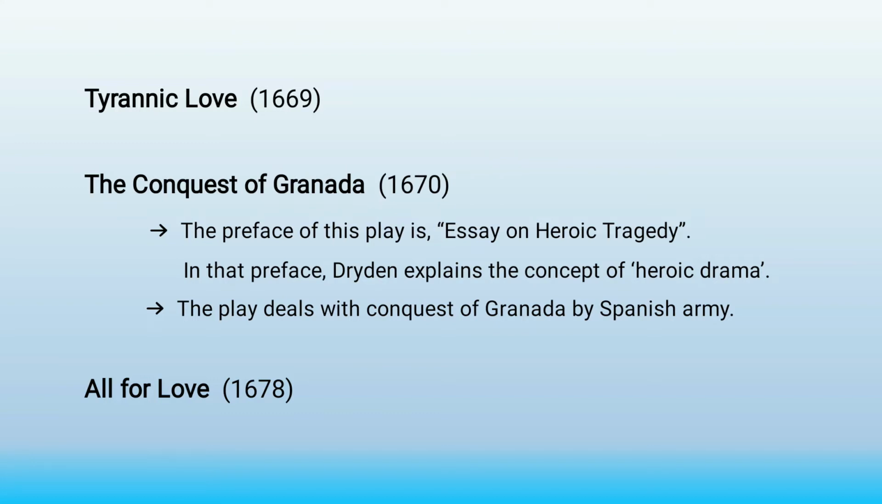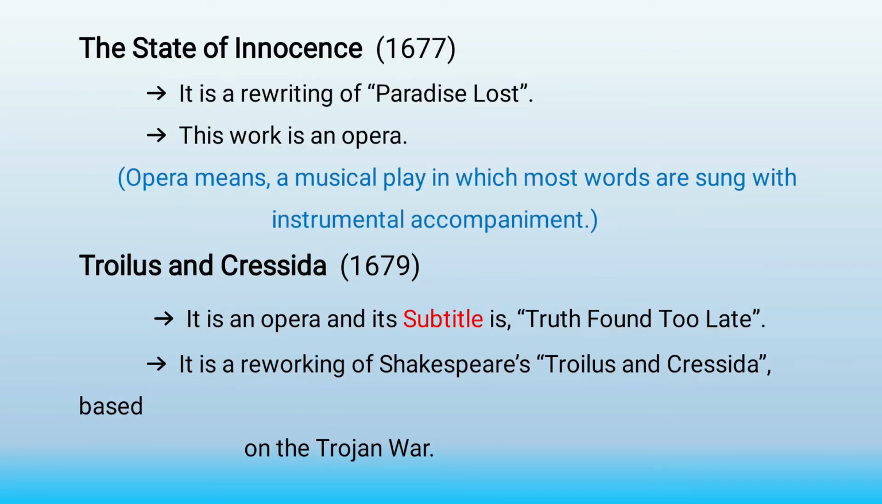Moving on, the next famous work is All for Love by Dryden, and it was published in the year 1678. Next famous work by Dryden is The State of Innocence, published in the year 1677. This particular work is actually a rewriting of Paradise Lost. Let me ask you, whose work is Paradise Lost? Yes, right. It is by John Milton. So this work of Dryden is actually a rewriting of Paradise Lost.